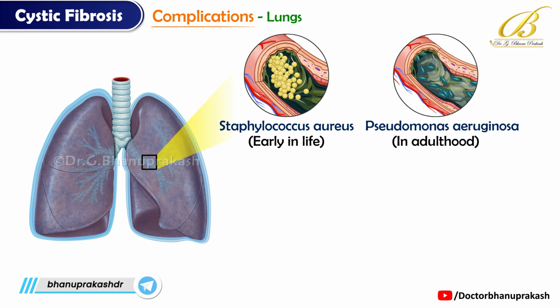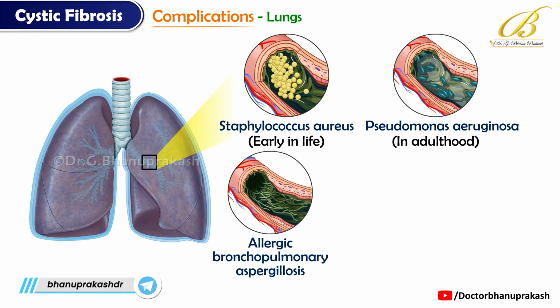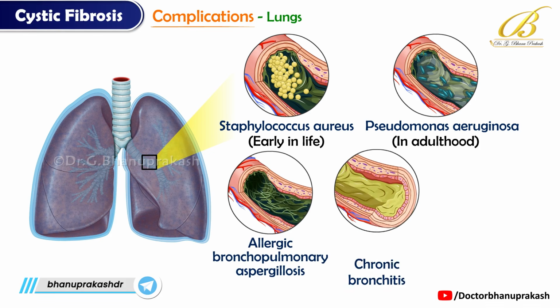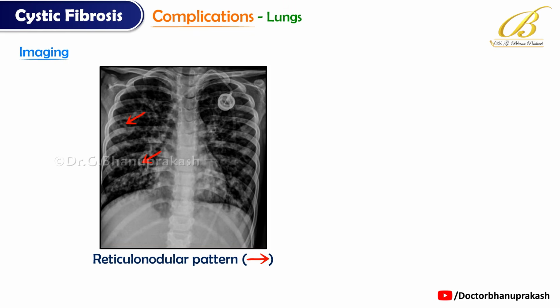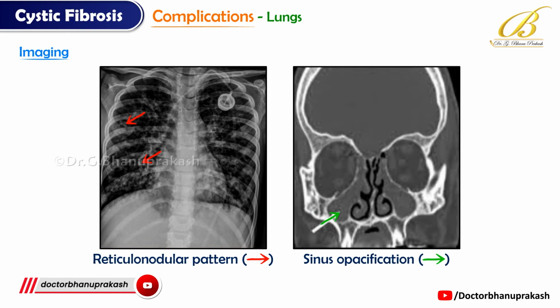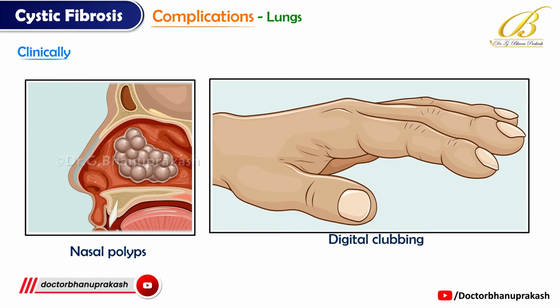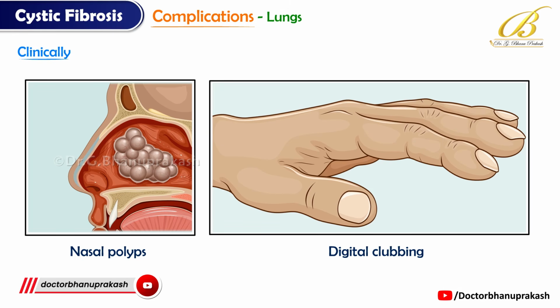Patients can also develop allergic bronchopulmonary aspergillosis, chronic bronchitis, and bronchiectasis. Imaging can show a reticulonodular pattern on chest X-ray, and there may be sinus opacification. Clinically, look for nasal polyps and digital clubbing.